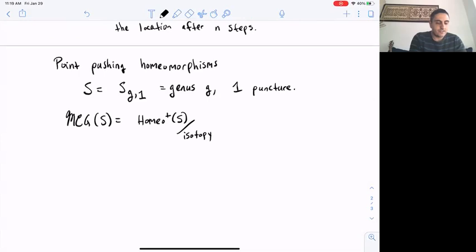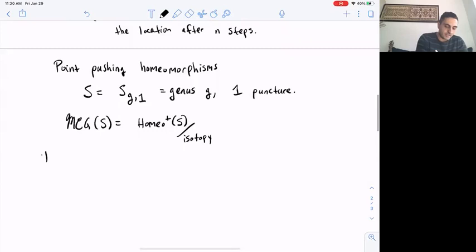And it turns out that there is a very beautiful algebraic way to relate the mapping class group of a surface of genus g with one puncture to the mapping class group of the closed surface with no punctures. This goes back to Birman. It's called the Birman exact sequence. And what it says is you get a short exact sequence.